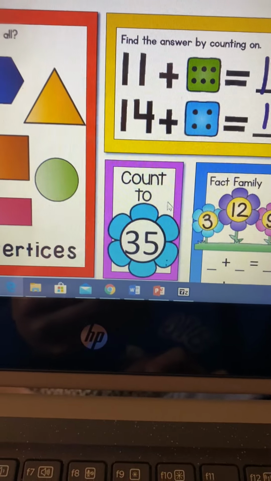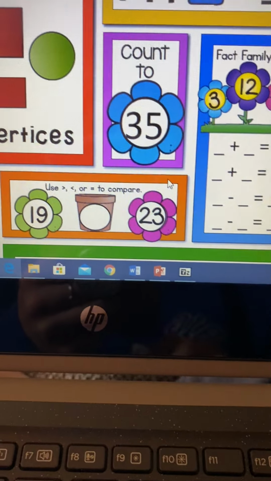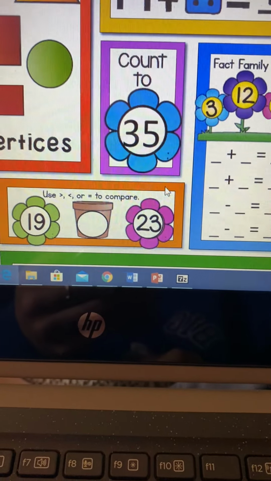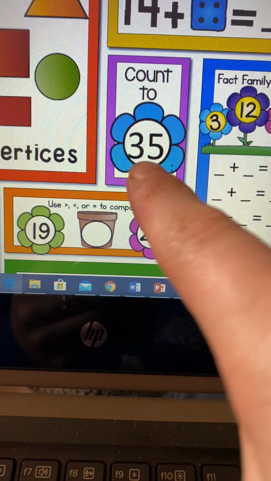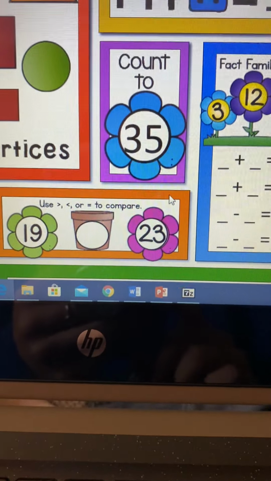Great job. All right, let's move down to here to let's count to 35 together. I want you to count out loud with me, and we need to make sure we stop at what number? 35. Good job. So when we get to 35, we're done. Let's go ahead and count.